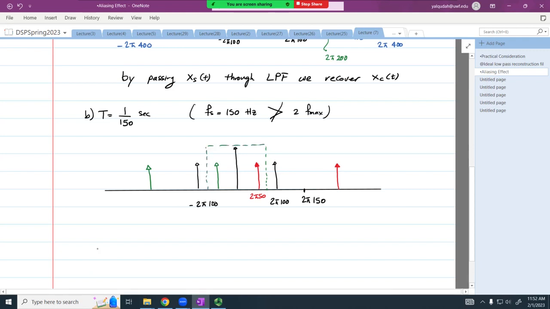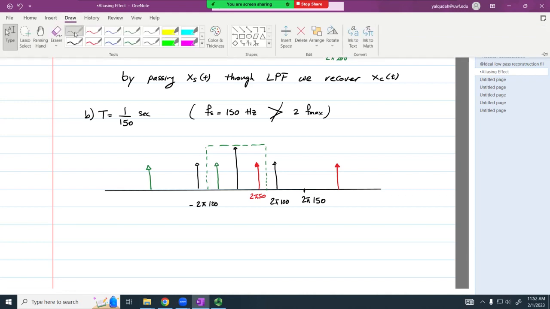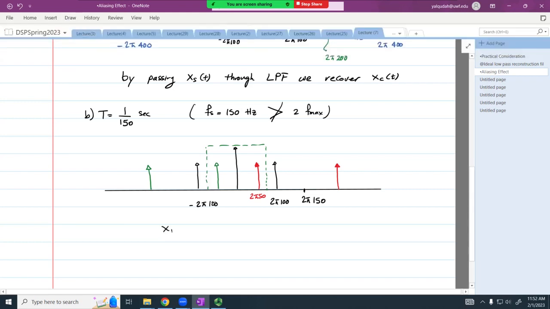what am I going to get at the output of the reconstruction filter? A different frequency. X recovered of t is going to equal cosine of 2 pi multiplied by 50 multiplied by t, which is not equal to the original signal. Is that clear?